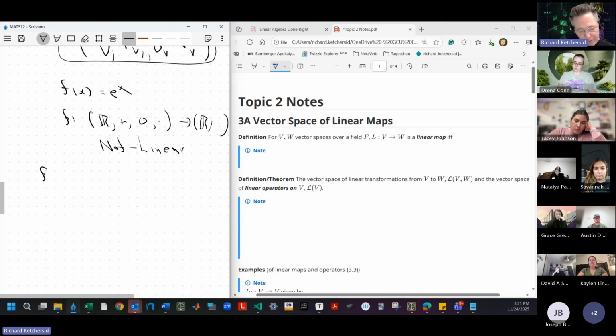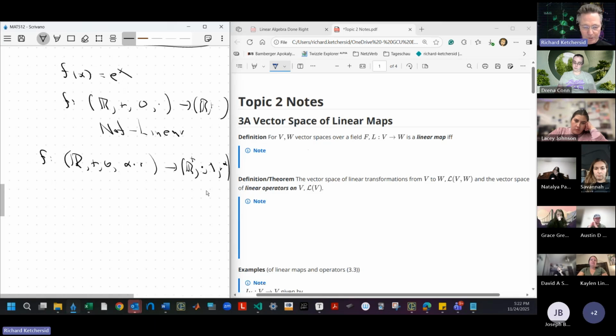But what if I view f as the same function, e to the x, but now it's going from R plus, 0, and the usual alpha r, just usual multiplication for a scalar product, but now it's going over here to this weird version of things, R plus. But now instead of plus, we have times, and instead of 0, we have 1. And now instead of alpha times r, it's r to the alpha.